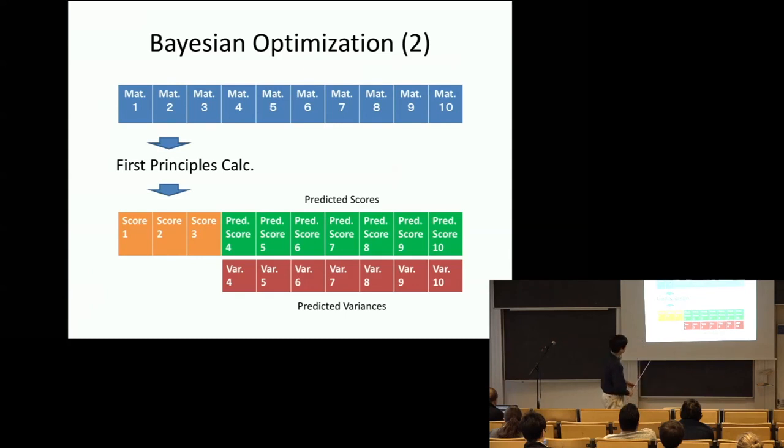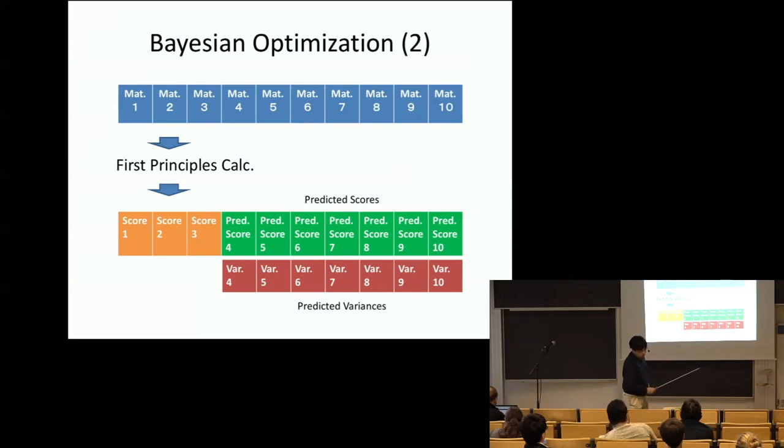And then next, you take this as training data and train a Bayesian model. And then what you can do is to predict the score for the rest of your candidates, like predict the score 4 to predict the score 10. And what's important here is that you also compute variances of these predicted scores.